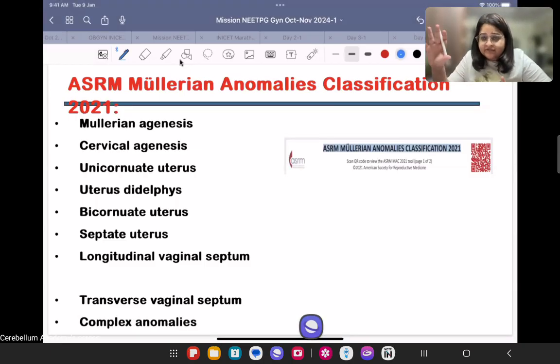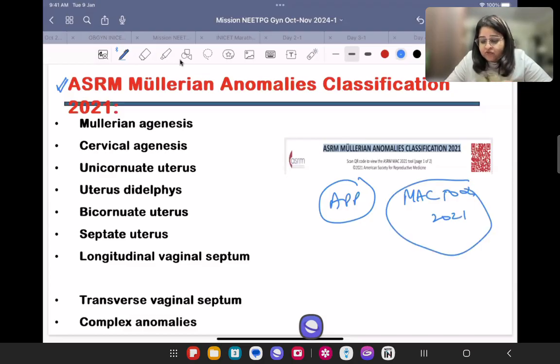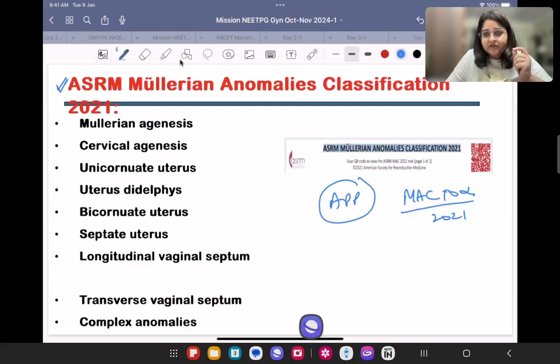Over the years, many classification systems have come, but the most recent classification is the ASRM, that is American Society for Reproductive Medicine classification. Now, this is not really a classification, it is basically an app. If you take out your Google Play Store or Apple Store, you just type the MAC Tool 2021, you will get this. Okay, so it is basically more than a classification.